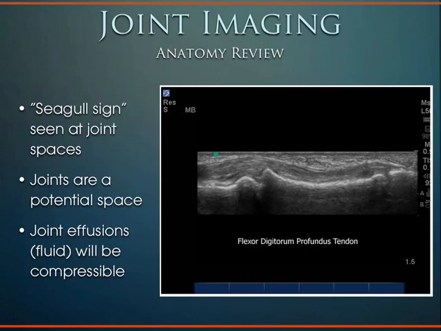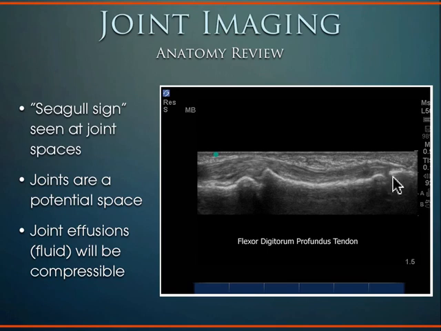So moving to joints and more bony anatomy now. When we're looking at joint anatomy on ultrasound, it has this characteristic seagull sign. I showed this image earlier. This is the PIP joint, proximal interphalangeal joint, and it has this joint space here, proximal joint articular surface, distal joint articular surface, and this seagull bird pattern. That's a typical thing you'll see at joint spaces, and then distally, again, joint space here with distal articular surface here.